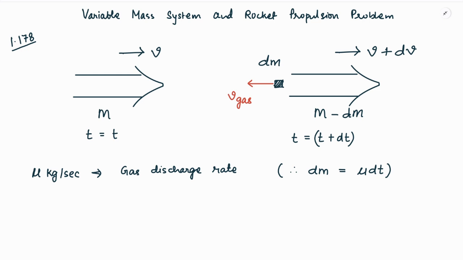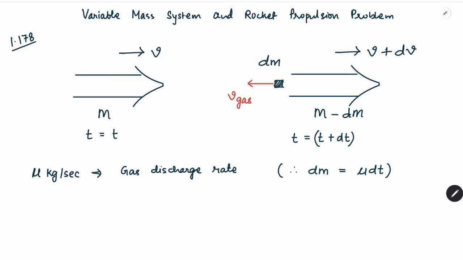So over here, this is the initial configuration of the rocket when it is having a mass m and it is moving with a velocity v, and this is the final configuration of the rocket where it has ejected a mass dm in the form of the burned gases, and its mass changes to m minus dm, and the velocity of the rocket becomes v plus dv.